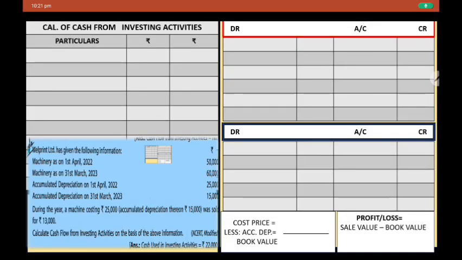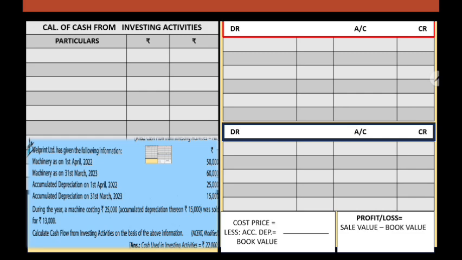Dear students, now we are discussing a very important problem of investing activities. While doing investing activities, we have a little confusion. Some problems need us to open ledgers, some problems do not. How do we know when to open ledgers and when not to? I am giving a question to you here.